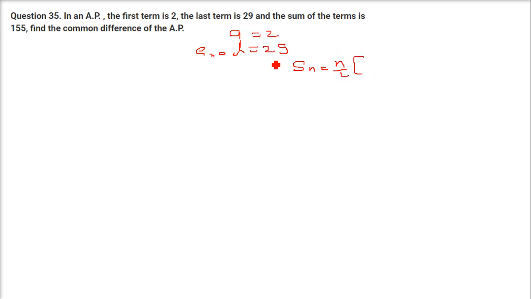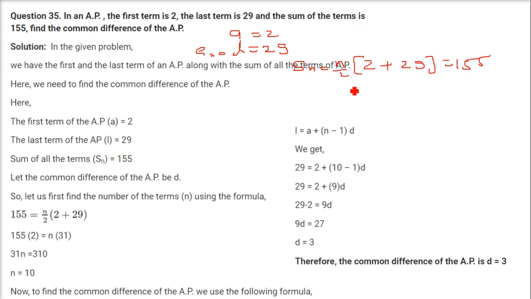We can directly use a and l, right? A and l are already given, so you can directly use Sn equal to n by 2 times a plus l, which is 155. So you can easily find out n from here, right? n will be equal to 155 into 2, and 2 plus 29, 31 comes here. So when you solve it, n is going to be 10, because 5 times 2 is 10.